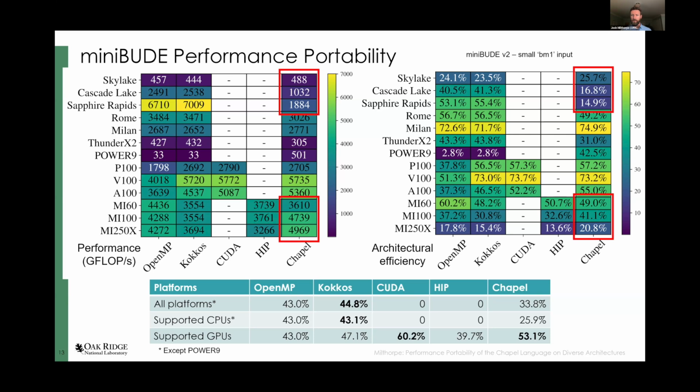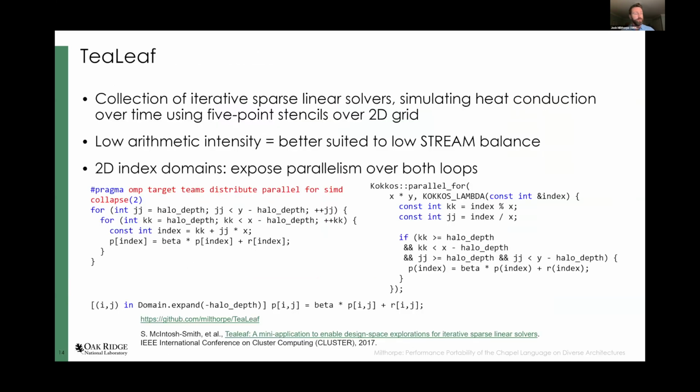Okay. Right, the final proxy app is tleaf. So tleaf is a stencil solver. It's a sparse linear solver over a 2D grid. The arithmetic intensity on tleaf is a lot lower, so you would expect it to perform better on those platforms that have a better stream balance. They have a higher memory bandwidth versus their floating point capabilities.